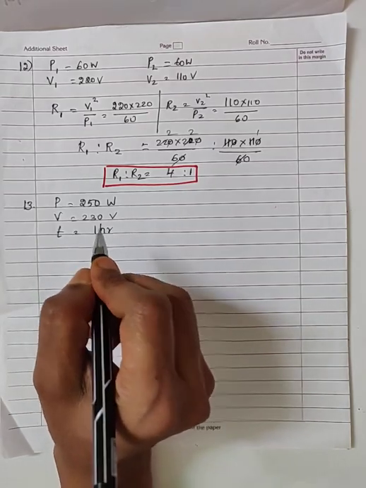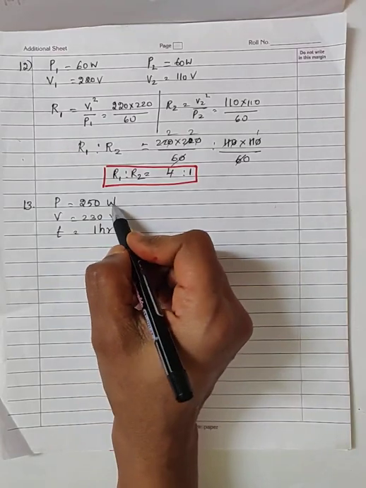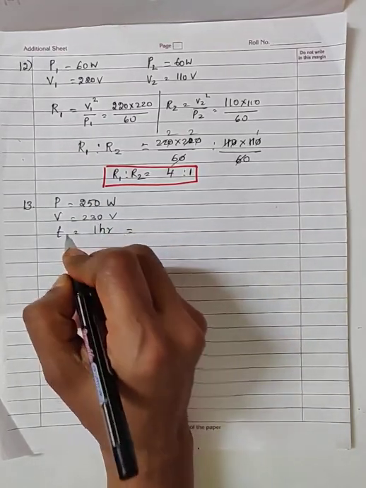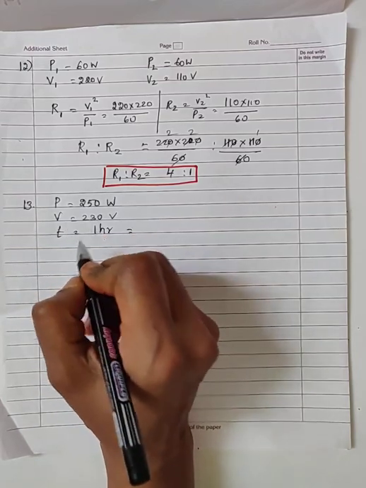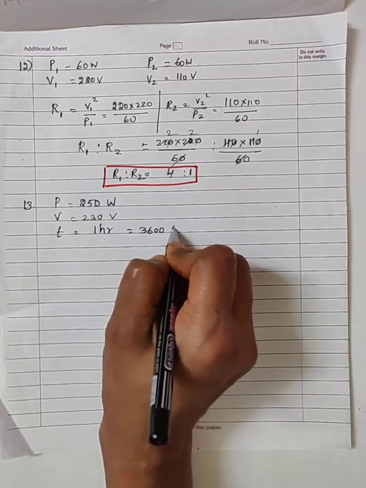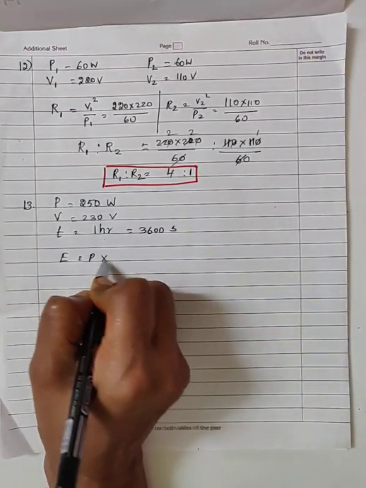So the energy consumed in 1 hour, the energy expression, is power into time. Here if you see, the power is given in SI unit watt, but time is given in hour. So we write the SI unit of time. The SI unit of time is second, but it is given in hour. 1 hour is equal to 3600 second. So energy is equal to power into time.